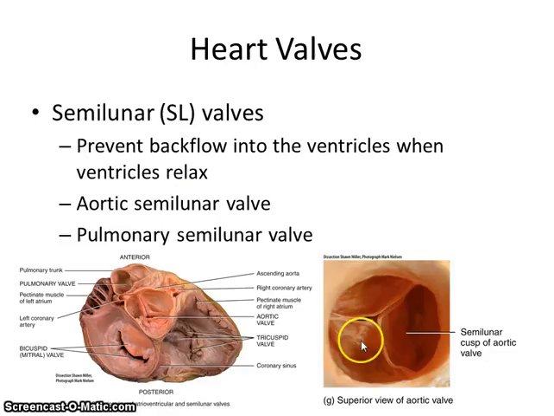Good. So this is from the view of the artery. So this is the aorta that we're in here. And underneath there is the ventricle. So when the ventricles contract, they push blood up through here, but when the ventricles relax, blood can go into these little cups, but it can't go back into the ventricle.